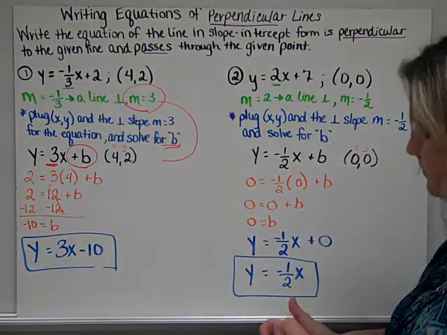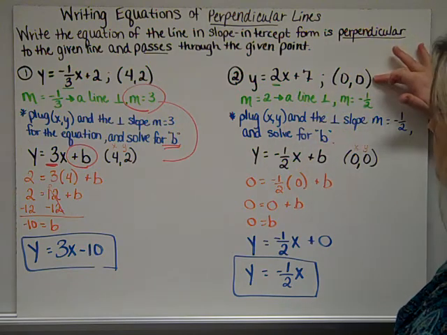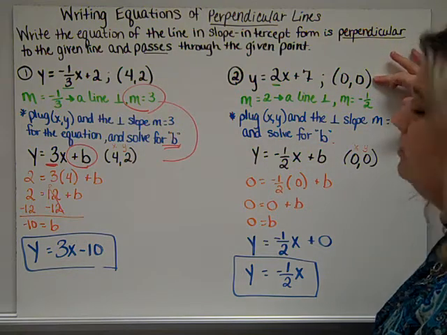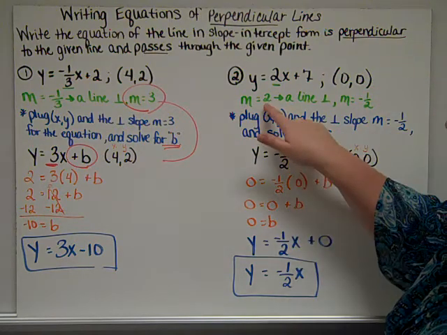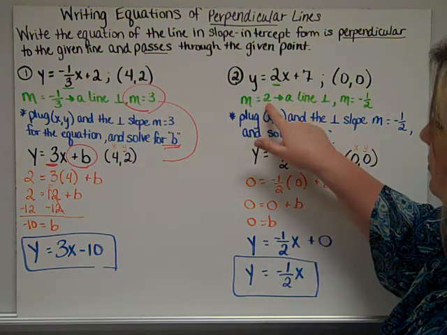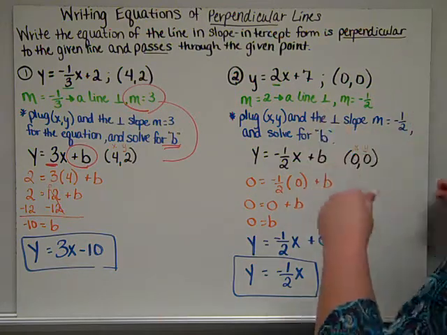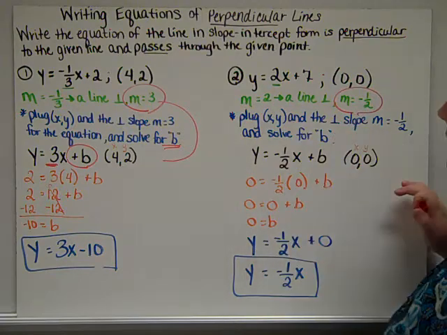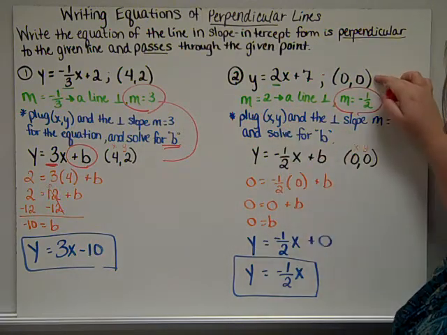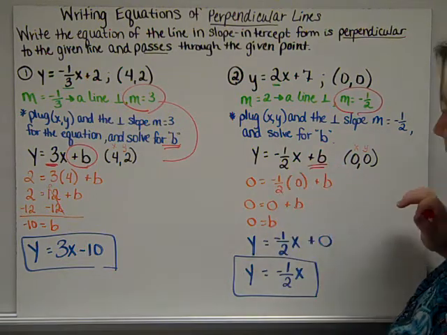Example number 2. Y equals 2x plus 7, and we want the line that's perpendicular that goes through the origin. So 0, 0 is the point that's given to us. So the slope here is positive 2, and for a line that is perpendicular, that slope would be negative 1/2. Remember, negative reciprocals, okay? So now we're going to plug in the ordered pair into our new equation, and we're going to solve for that b.